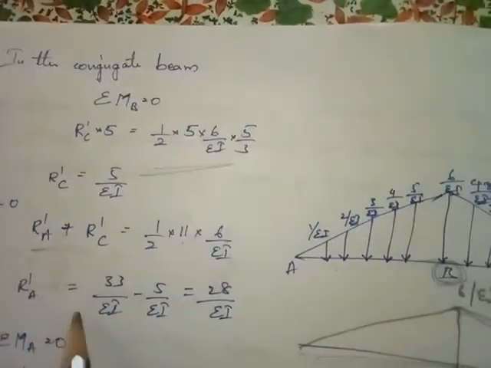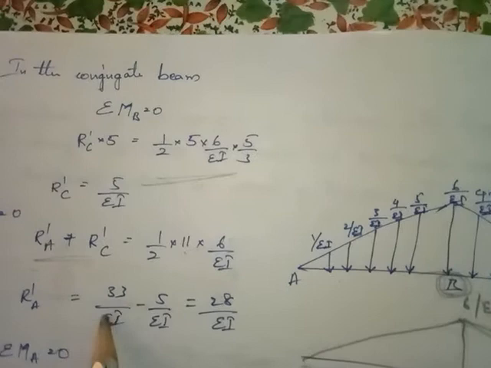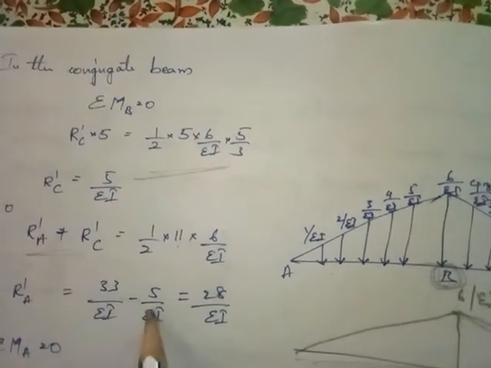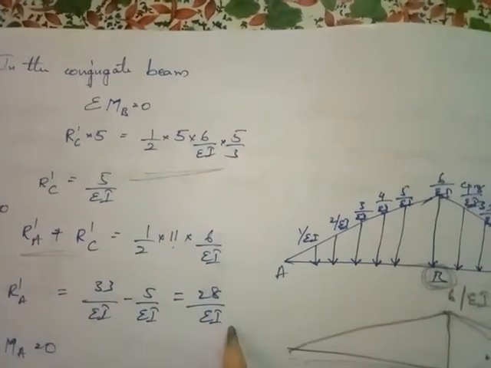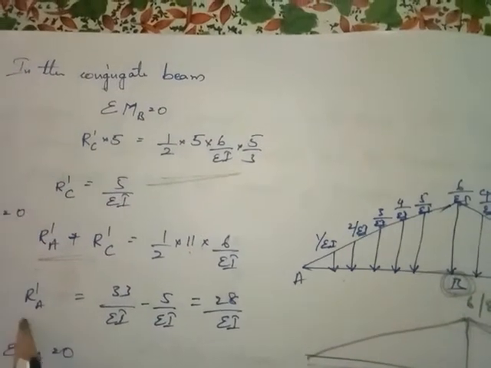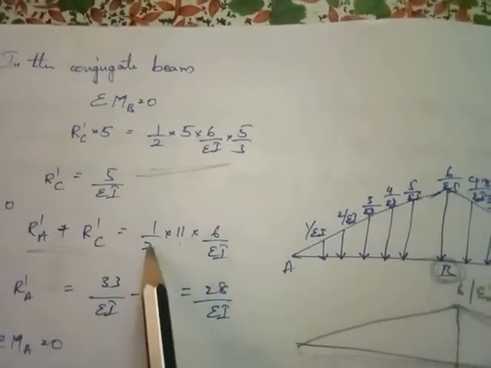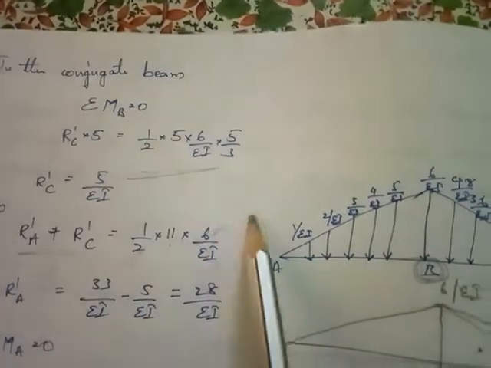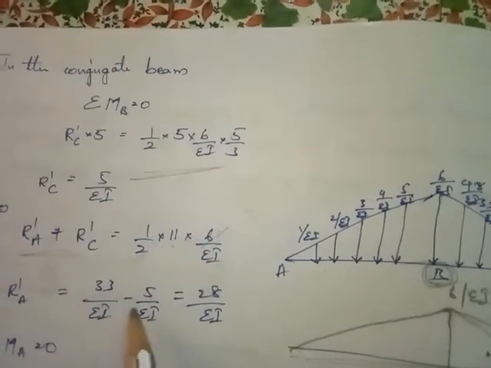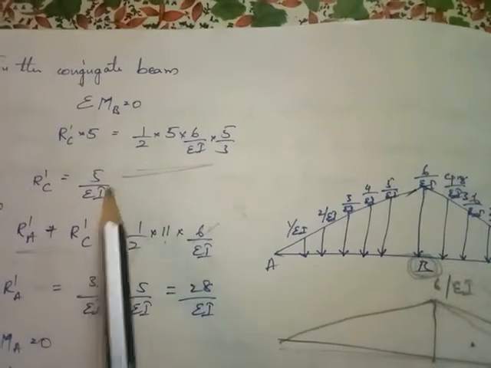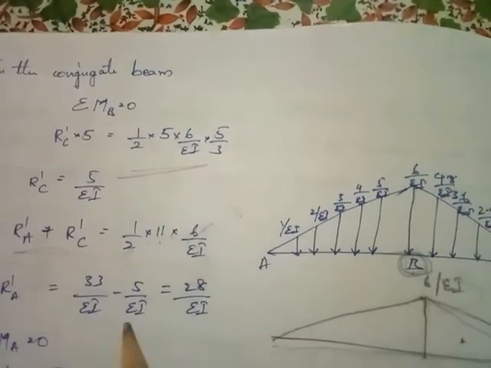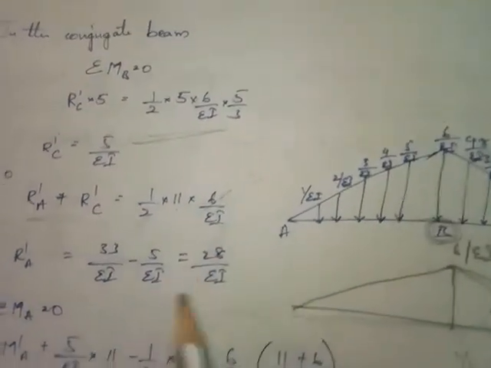Now R dash A is equal to 33 by EI minus 5 by EI, which is equal to 28 by EA. This 33 we have got from half into 11 into 3, that is 33 by EA, minus RC, which is 5 by 3 EA, that we have substituted over here. So it becomes 28 by EA.